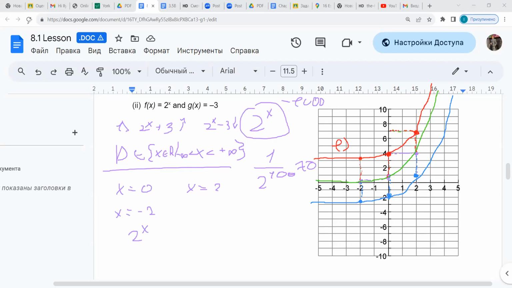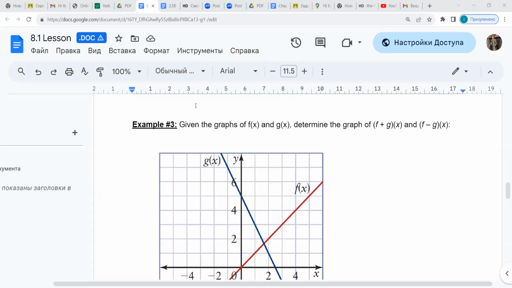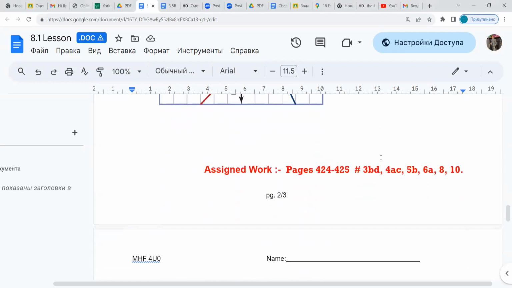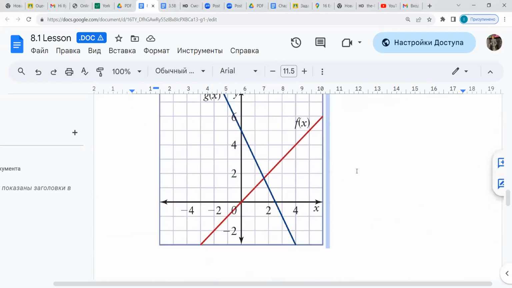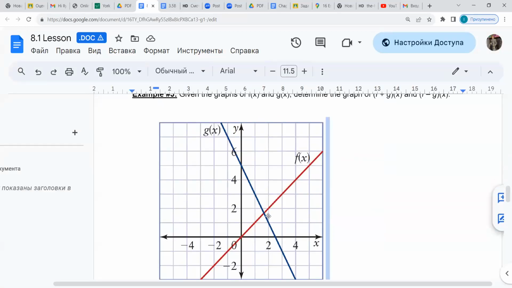Okay, guys, I believe I gave you enough time to copy everything down, and we're going to move on to example number 3. Given the graphs of f of x and g of x, determine the graph of f plus g of x and f minus g of x. Okay, in this particular example, it should be fairly simple because, as you can see, we have two linear functions, right? F of x and g of x.